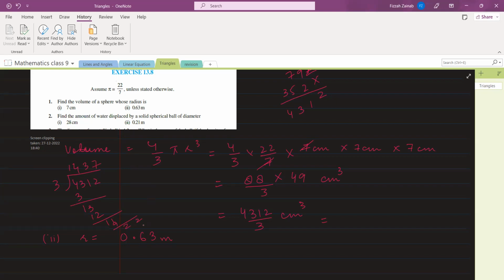So 3 into 7 will be 21. Then you have 1, right? Put a point, make it 0. 3 into 3 is 9. Again you have 1, make it 0. So up to 2 places of decimal you can write. Okay, so 1437.33 centimeter cube. Don't leave it like this.